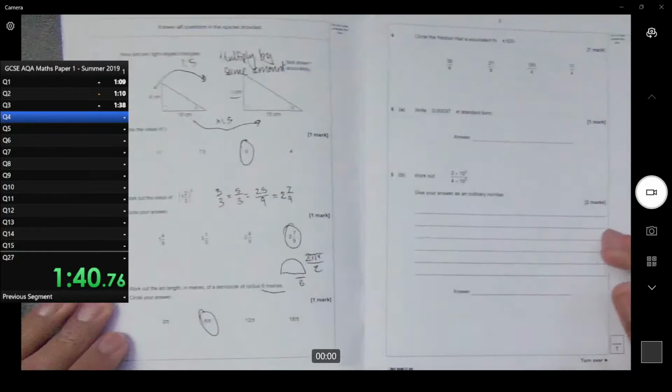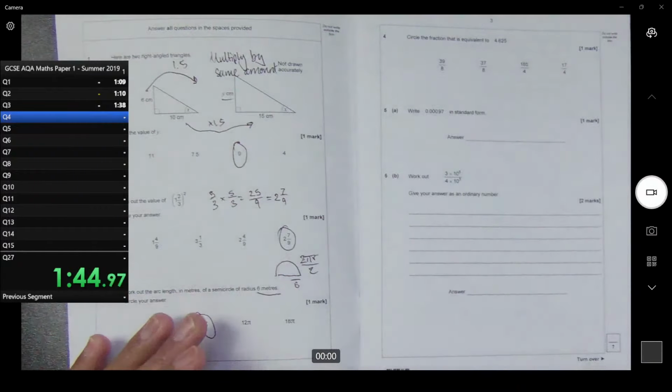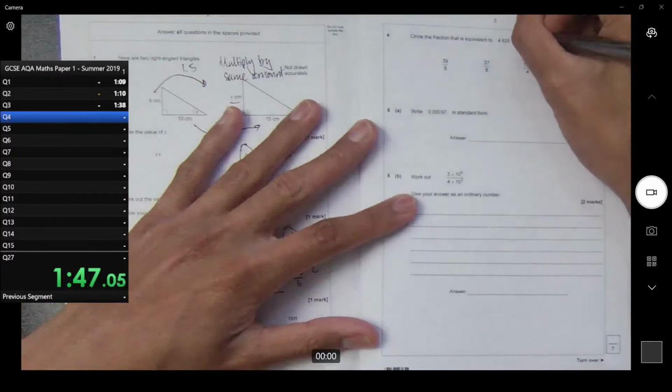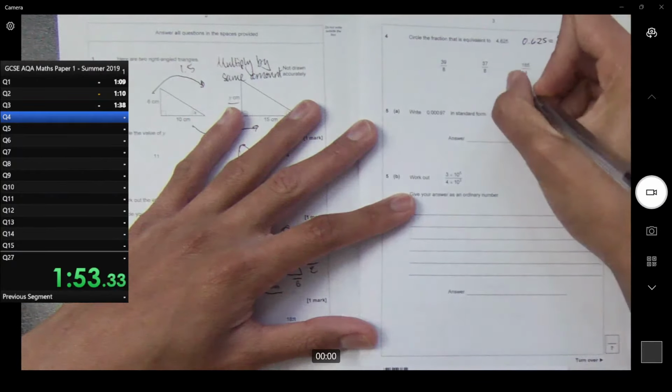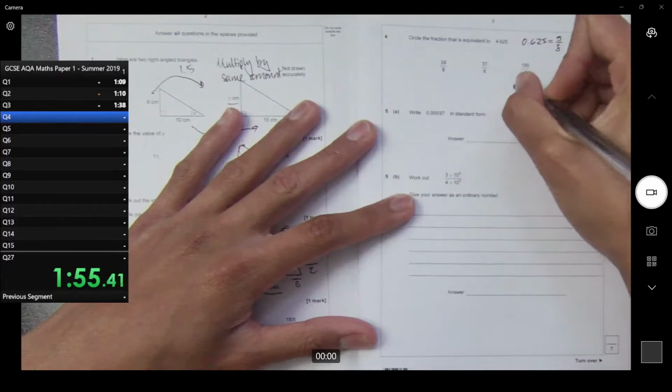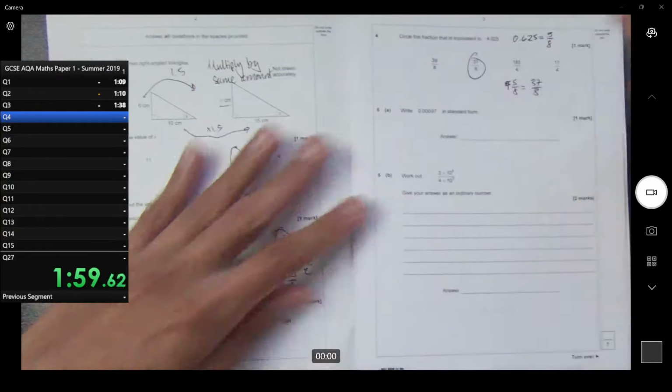Now, question 4. Circle the fraction that's equivalent to this. Now, 0.625 is equal to 5/8. So this is going to be 4 and 5/8. So 37 over 8.